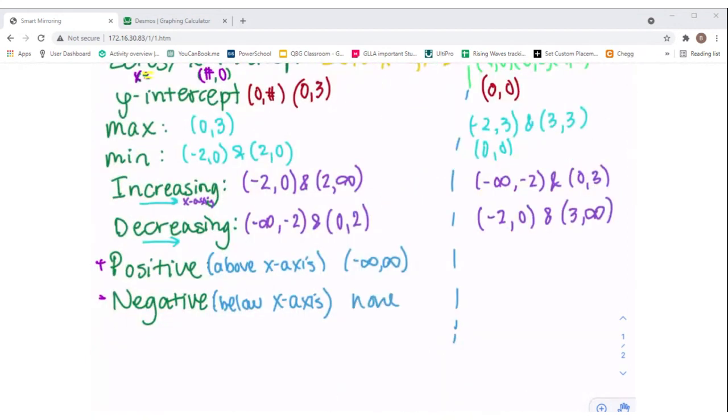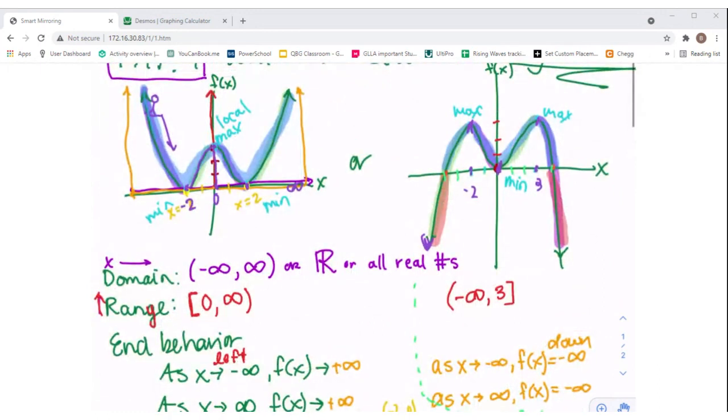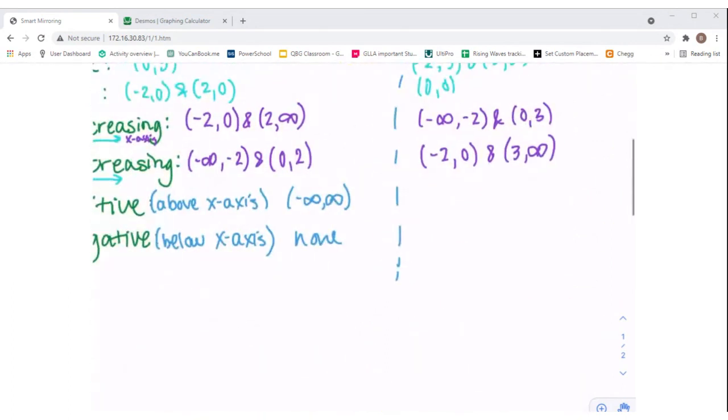And then for the one on the right, it's going to be positive between -4 and 4. And then negative from -infinity, because that's all the way left, to -4, and 4 to infinity. All right, that's basically all you need to do for the whole thing.